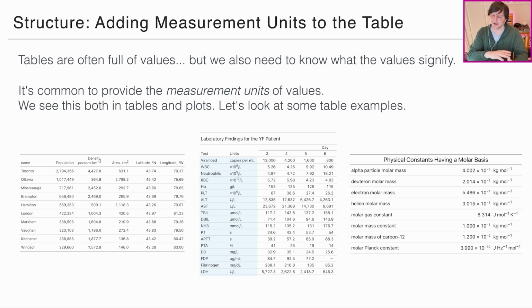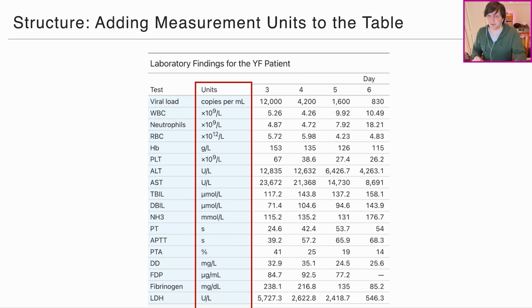You may see these in plot axes. You see the name of the axis and also the units that the values are represented as. A table is really no different. So let's take a look at a few examples. In this table, running down this column called units, we have basically inline units, like per milliliter. We have micromoles per liter.